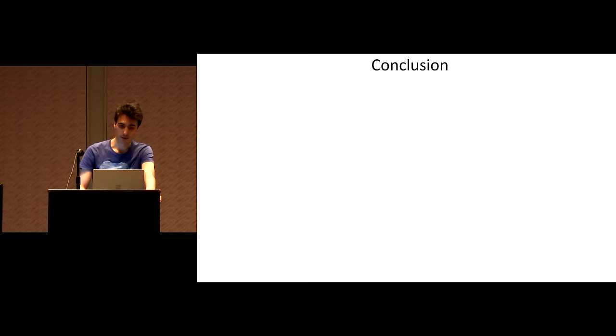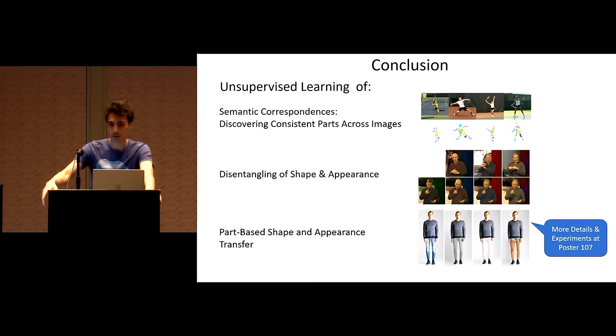Okay, so in conclusion, the presented method allows us to discover semantic correspondences, disentangle shape and appearance, and we can even do a part-based appearance transfer.